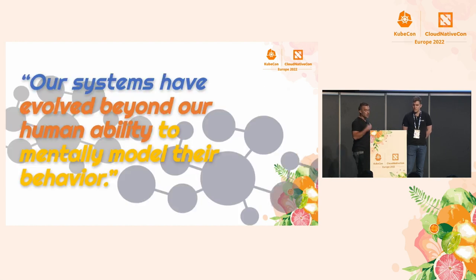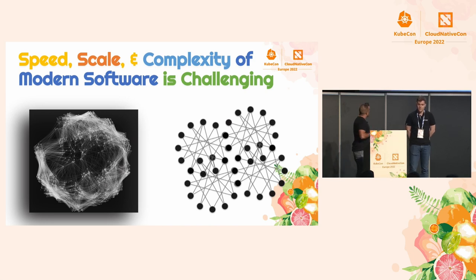The problem is that our systems have fundamentally evolved beyond our human ability to mentally model their behavior. It's hard for humans to simplify and abstract hundreds of thousands of things in today's modern computing environment. What makes this difficult is that the speed, scale, and complexity of modern software is challenging. If you've ever seen this picture on the left here, this is a microservice architecture. Every little dot is a service, and they're all connected. This is what our computing systems look like now. We're no longer living in the era of the three-tier app. It's very difficult to understand what's going on at any given point in time within a system.